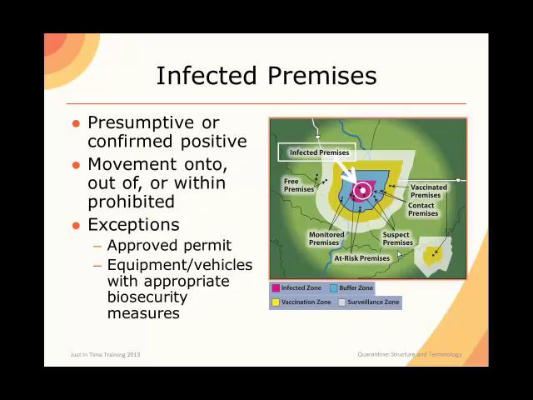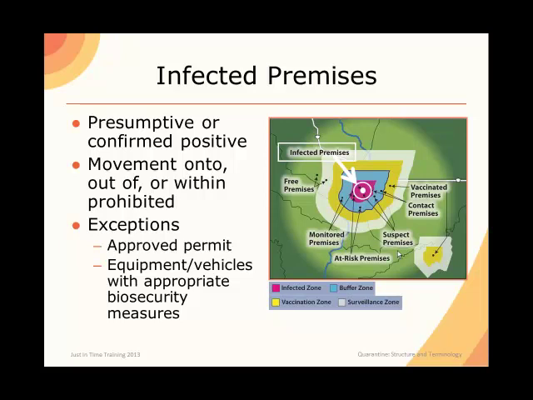An infected premises is a location where a presumptive positive case or confirmed positive case exists based on laboratory results, compatible clinical signs, case definition, and international standards. In general, the movement of animals, animal products such as milk and eggs, animal semen or embryos, and various fomites such as vehicles or equipment onto, out of, or within an infected premises will be prohibited unless a specific permit is approved by the incident command and appropriate biosecurity measures are used.